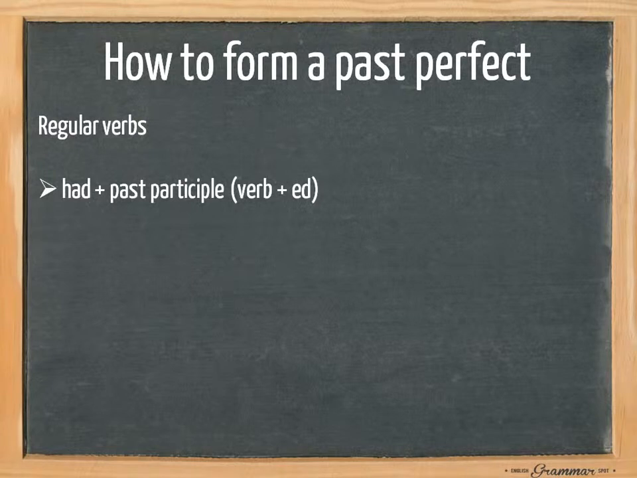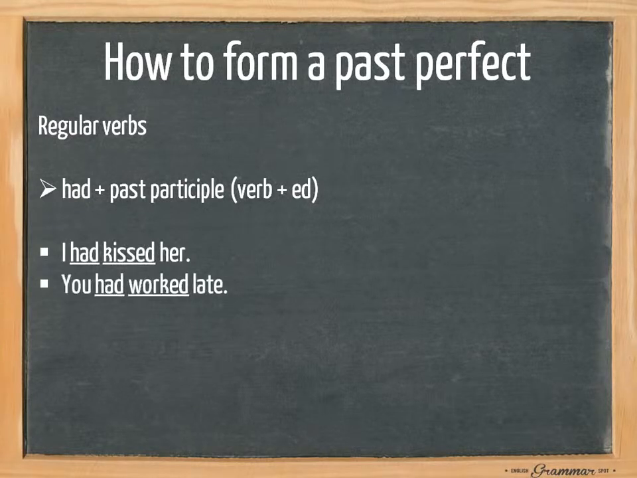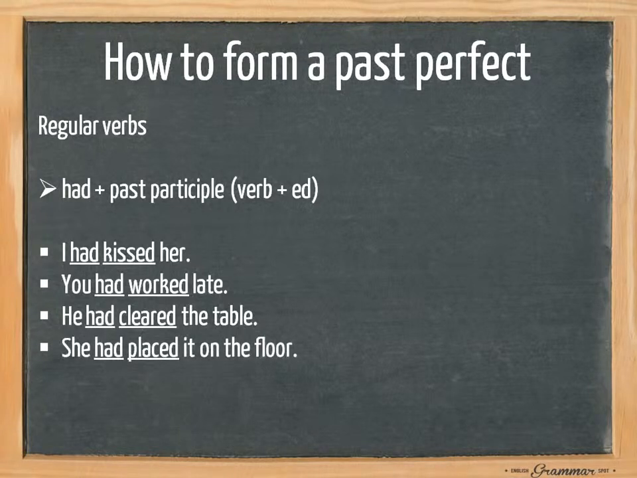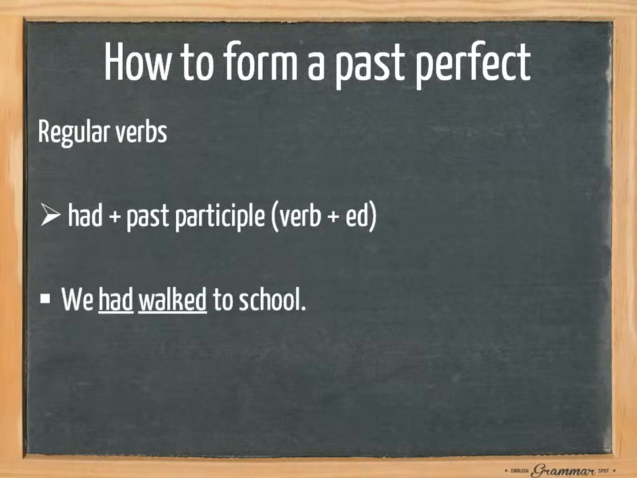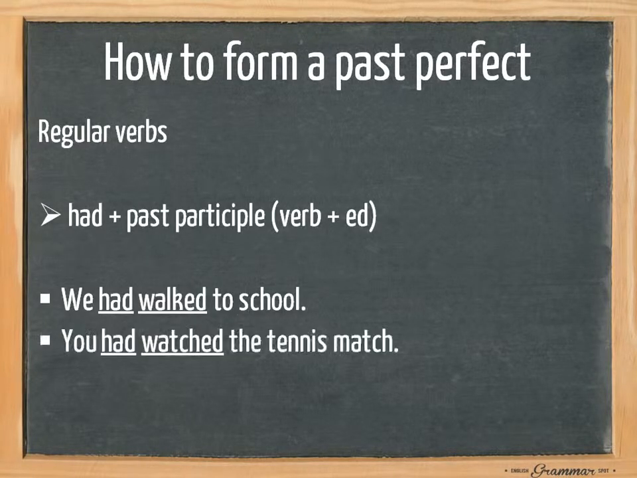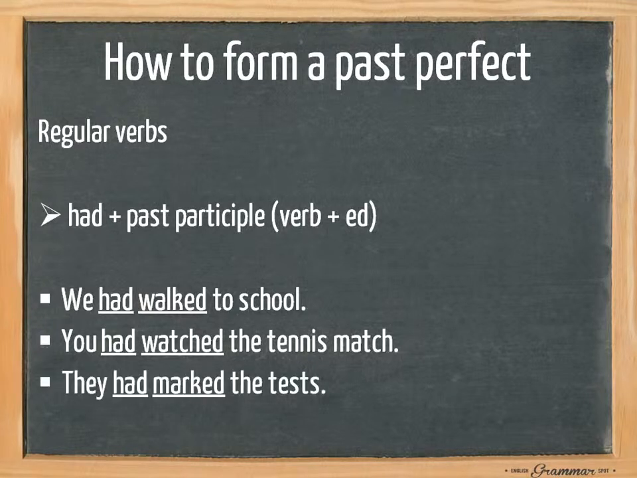The past participle can be made by adding ed to the base form of the verb. For example, I had kissed her, you had worked late, he had cleared the table, she had placed it on the floor, it had snowed. For the plural forms we do the same. We had walked to school, you had watched the tennis match, and they had marked the tests.